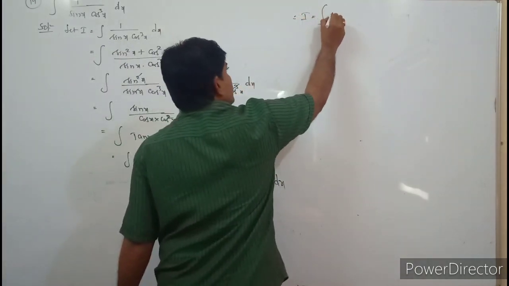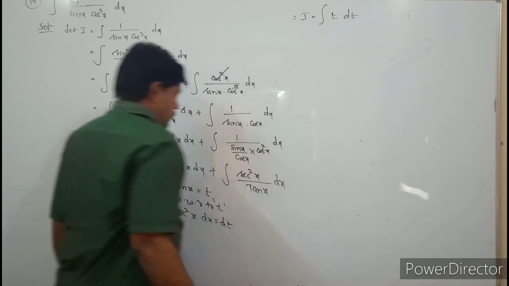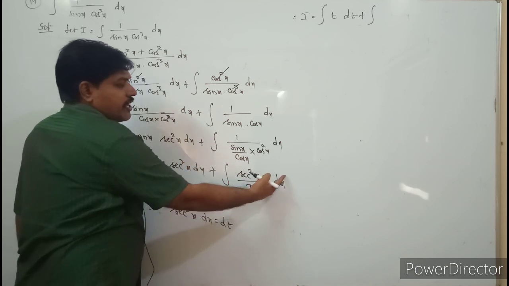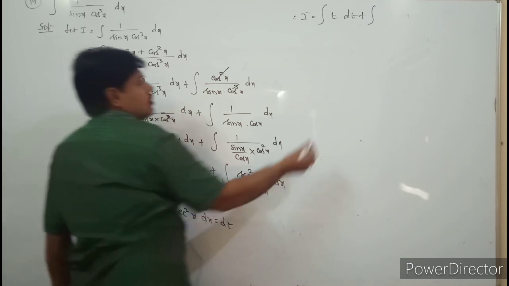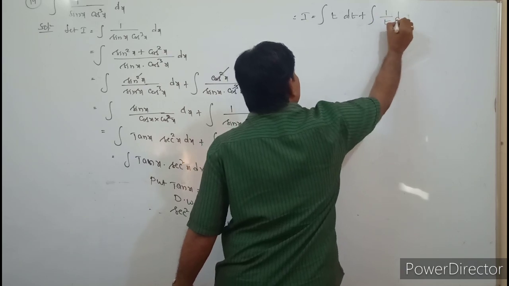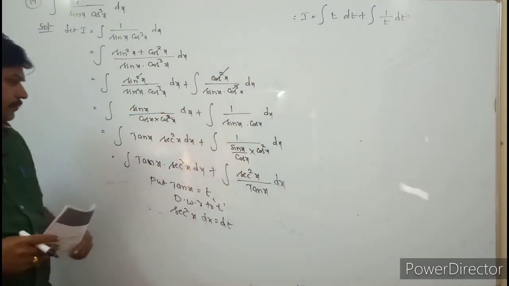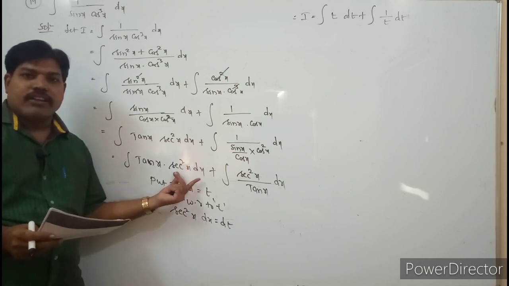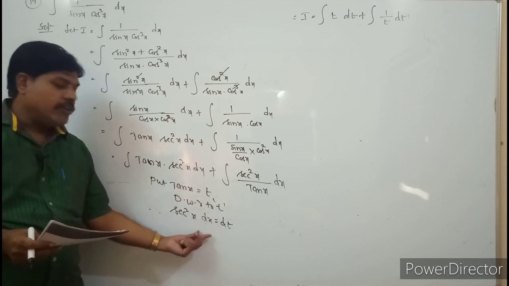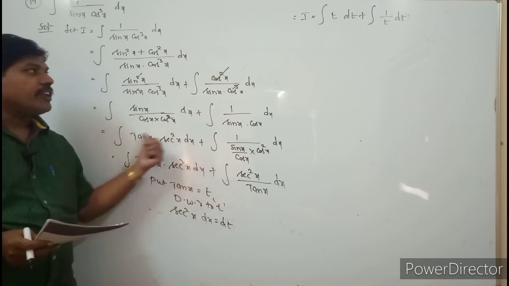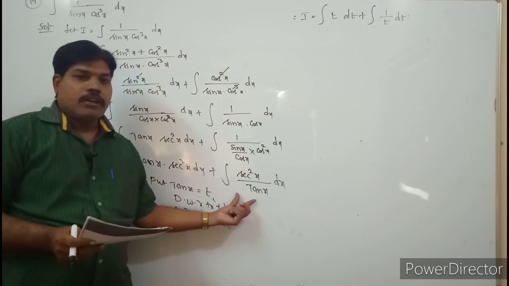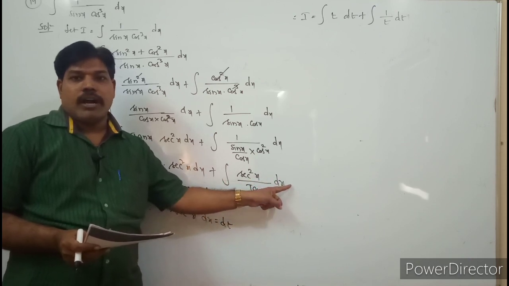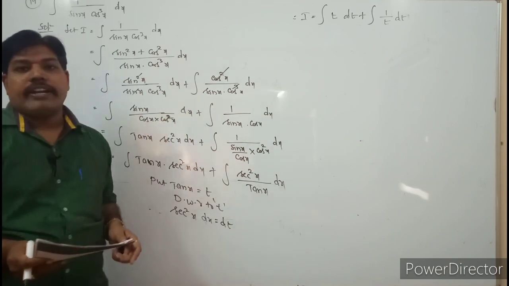So this problem will become integral of t into dt plus integral of secant square x into dx value is dt, and tan x is equal to t, so it will become 1 by t into dt. See that one. Tan x is equal to t, secant square x into dx value will become dt only. So the first term will become integral of t into dt, and the second is integral of 1 by t into dt.